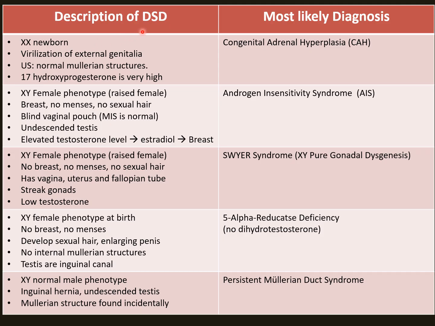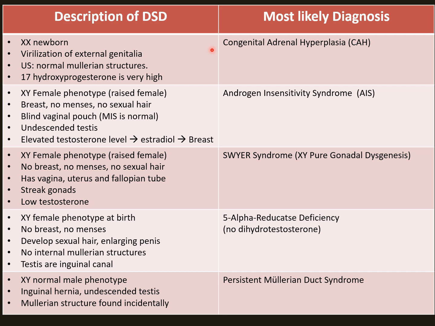This table is to differentiate between common cases of disorders of sexual development. The first one is a newborn with XX, which is female, with a virilization of external genitalia. Ultrasound shows normal Mullerian structures, means uterus and fallopian, ovaries as well. The lab is 17-hydroxyprogesterone will be elevated. This is a classic presentation of a female with congenital adrenal hyperplasia.